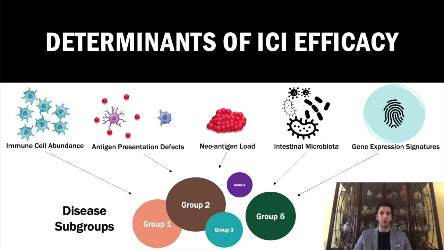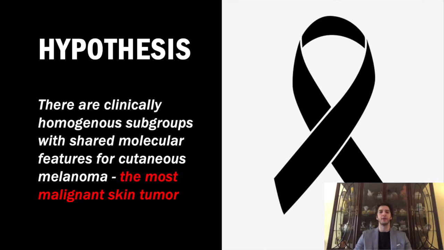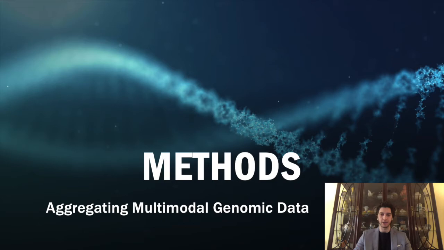With the recent and rapid evolution of data analytics, we are now able to identify and characterize disease subgroups that share molecular and clinical features, thereby representing the next frontier in diagnostic, treatment selection, and prognostics. In this study, we hypothesized that there are clinically homogeneous subgroups with shared molecular features for cutaneous melanoma, the most malignant skin tumor. We sought to see whether they exist, identify them, and eventually promote personalized treatment programs based on patient stratification. So how did we go about testing this?